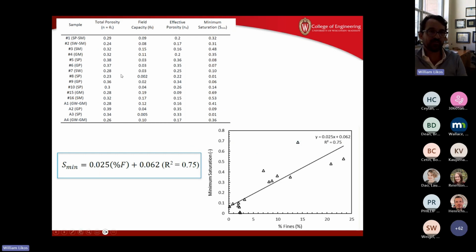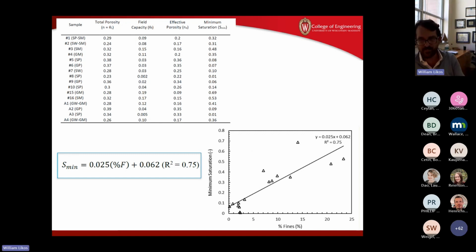Here is a table of total porosity, field capacity, drainable porosity, and minimum saturation for each of the materials that we were able to determine from the measured saltwater characteristic curves. And what I'm showing is the relationship between percent fines and the minimum saturation. So it's not surprising that as the percent fines increase, we have greater retention in that material.